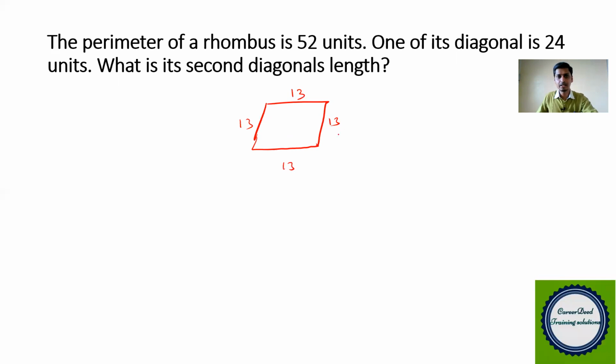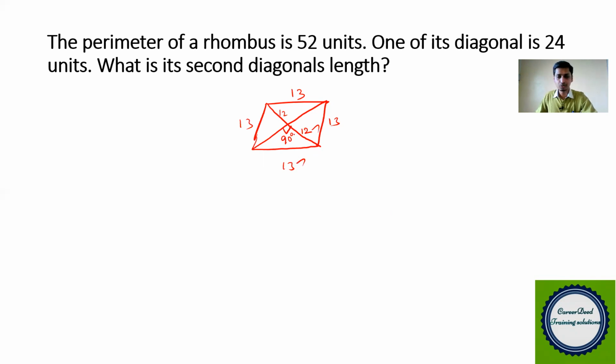Now, one of the diagonals is 24 units, and you have to find the length of the second diagonal. We know in a rhombus, the diagonals will intersect at 90 degrees, right? So if the total is 24 units, what is the first half? This will be 12, and the second half will be 12. Now it is 12, and this one is 13.